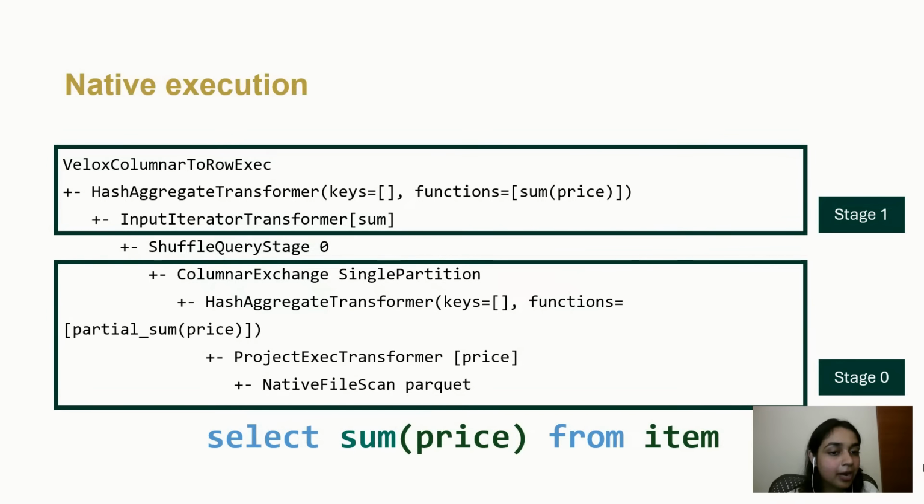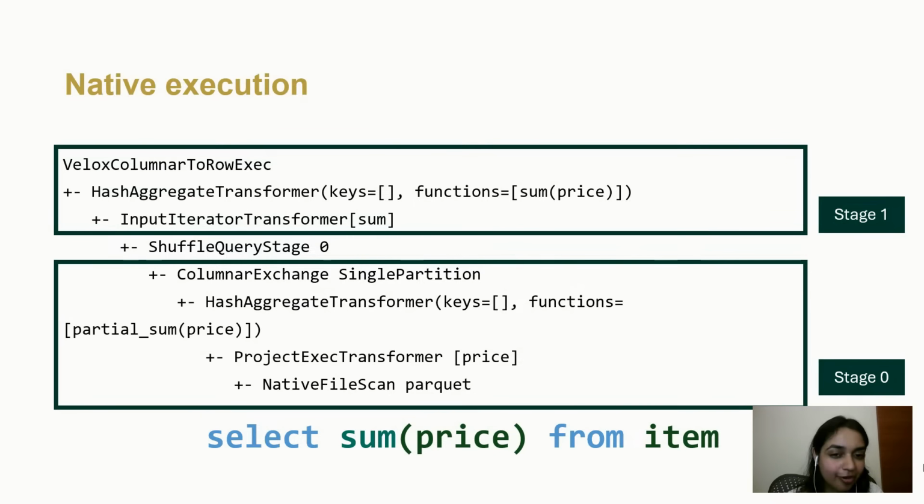So again, we start with a file scan of a Parquet file, except in this case, it's a native file scan. So we no longer have the columnar to row stage, because the native engine is now a columnar engine. It no longer requires that data conversion. So we directly skip to project, where we get the particular column that we want. We go ahead with the partial sum. The data is then exchanged in columnar format to the driver, which then does its final aggregation, and the result is reported back to the user.